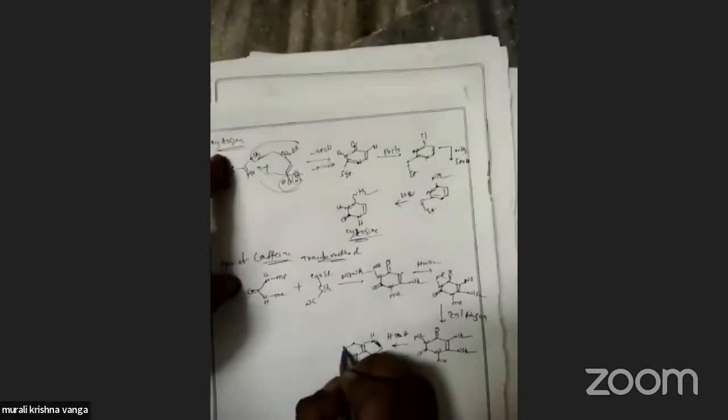NH, then C double bond N methyl, C double bond O. And when reacting with methyl iodide in presence of base, this hydrogen undergoes methylation. C double bond O, here methylation. This is caffeine. Next one is theobromine.